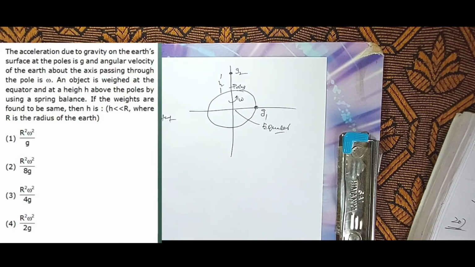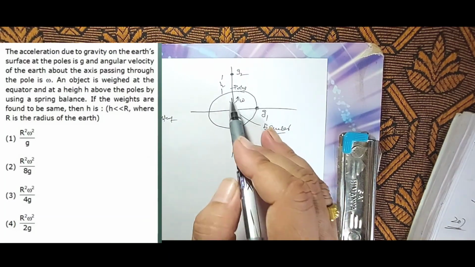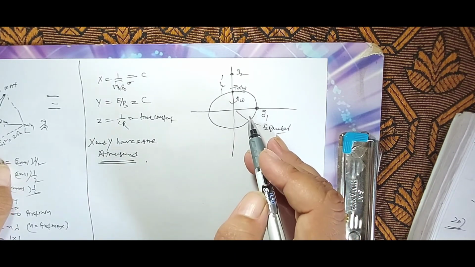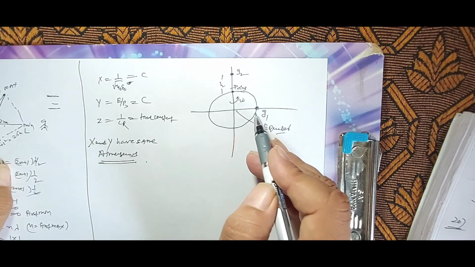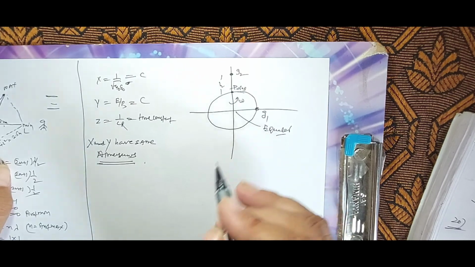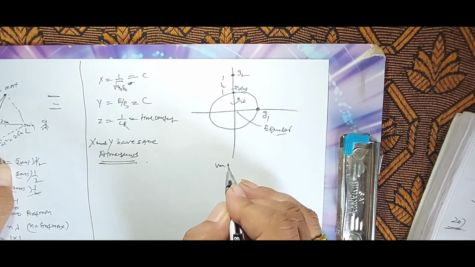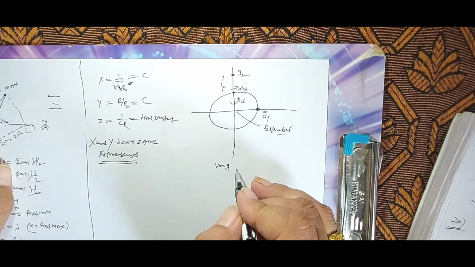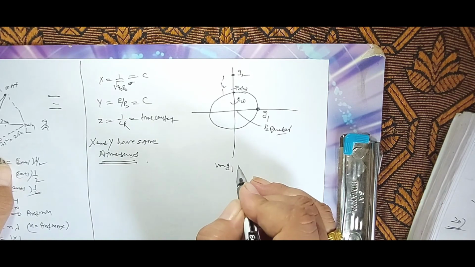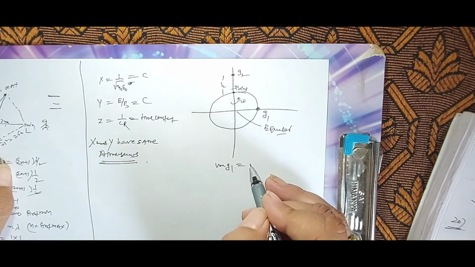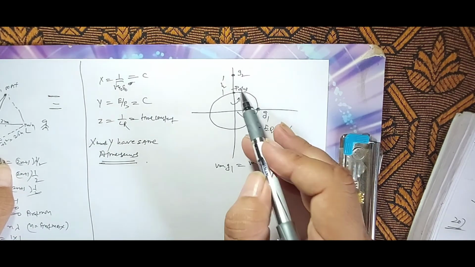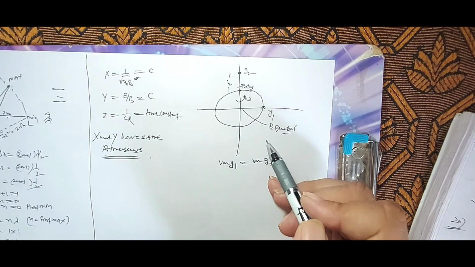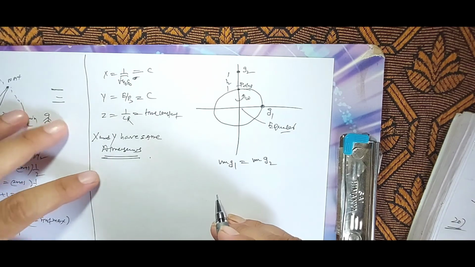h is less than r. Here this is the earth, this is the pole, and this is the equator position. By using the spring balance, when we measure the weight of the object, it is observed that the weight of the object is the same at both positions. That means mg1, the weight at the equator, is equal to mg2. Assume that the acceleration due to gravity at the poles is g2, and at the equator is g1. So these weights are equal.